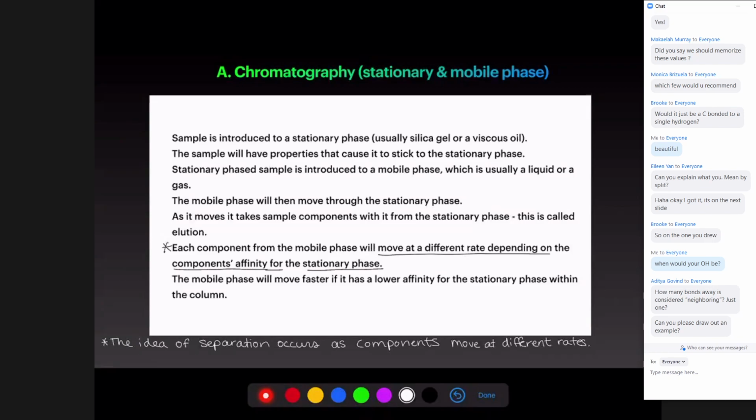Each component from the mobile phase will move at a different rate depending on the component's affinity for the stationary phase. That is a key point. The component will move faster if it has a lower affinity for the stationary phase within the column. The idea of separation occurs as components move at those different rates.